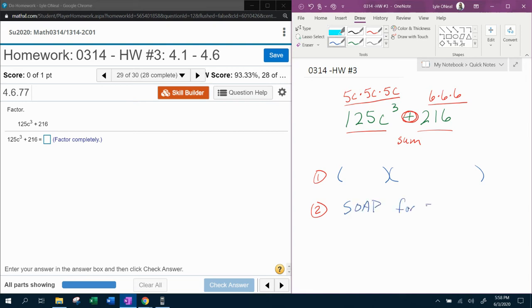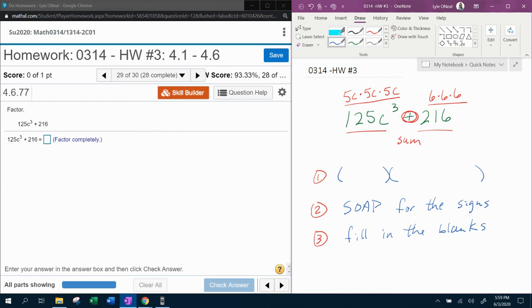The second step is we're going to throw in some soap. Soap for the signs. And no, I haven't lost my mind. In just a second, I'll explain what that means, okay? And then the third ingredient is fill in the blanks. So the three ingredients for factoring the sum or difference of cubes are parentheses, soap for the signs, and fill in the blanks.